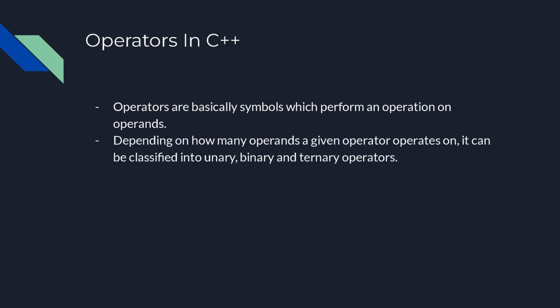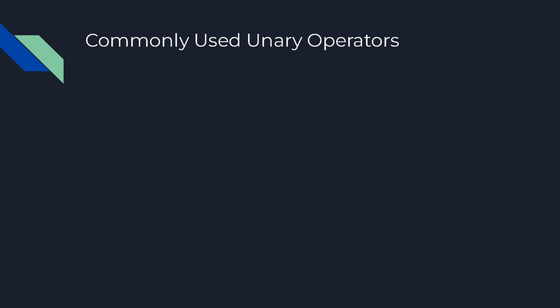Depending on how many operands a given operator operates on, it can be classified into unary, binary and ternary operators. Basically, if you have one operand, you call the operator a unary operator. The classification isn't really much of a concern, but it's important to know the various operators that you will use. So these are the commonly used unary operators.